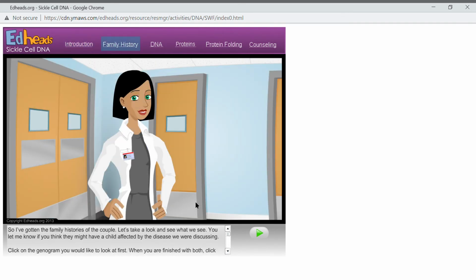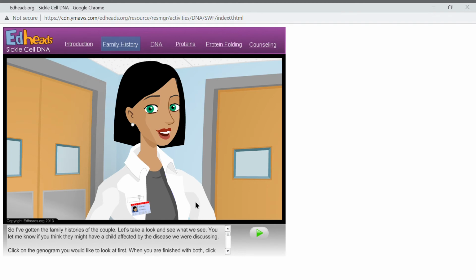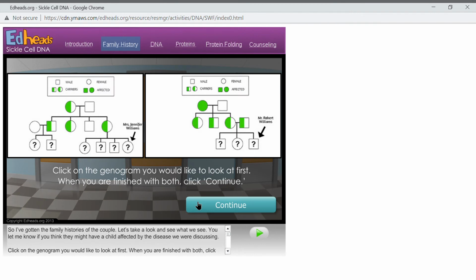So I've gotten the family histories of the couple. Let's take a look and see what we see. You let me know if you think they might have a child affected by the disease we are discussing. Click on the genogram you would like to look at first. When you are finished with both, click Continue.